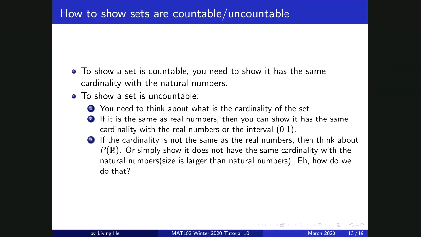What if the cardinality is not the same as the real numbers? Then it might have the same cardinality as the power set of the real numbers, so you can give a bijection there as well. If none of the above work, you can use contradiction: suppose it is countable, do something, and reach the point that it's not countable. Also, you can show that the cardinality of that set is strictly larger than the cardinality of the natural numbers.